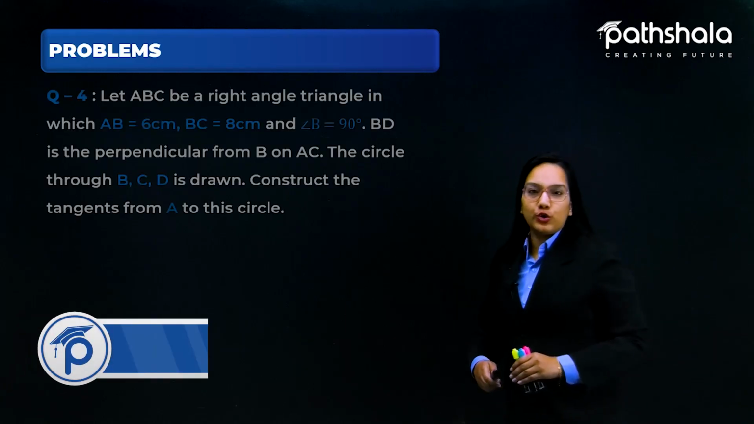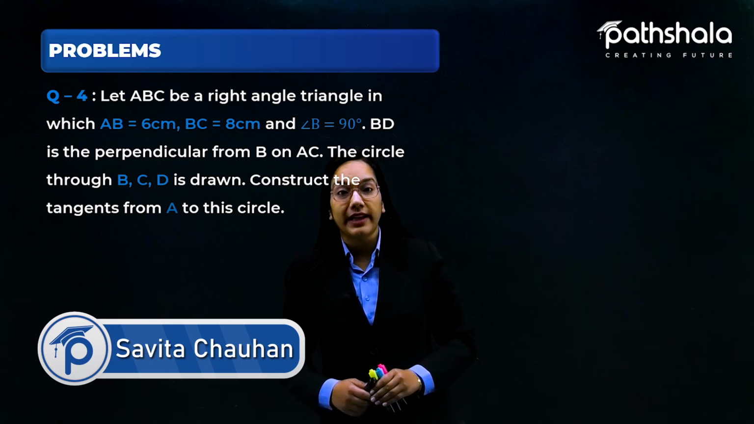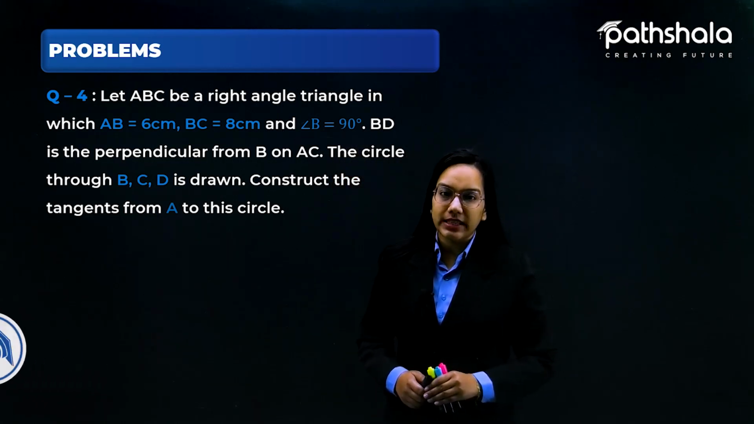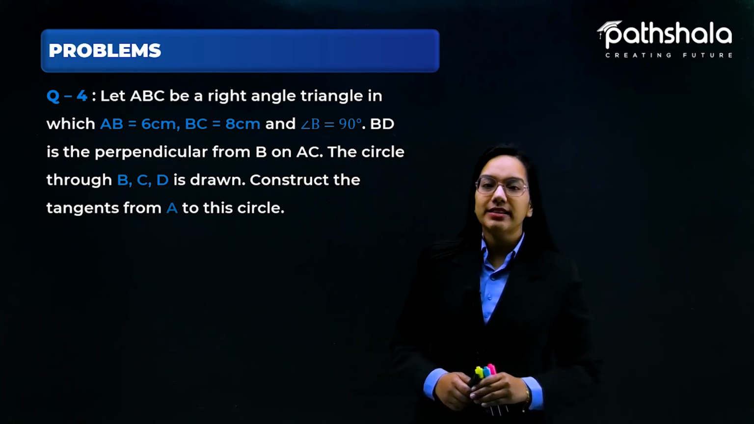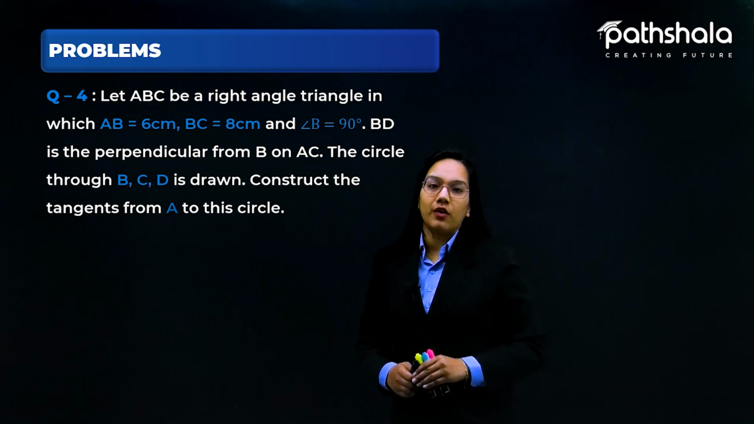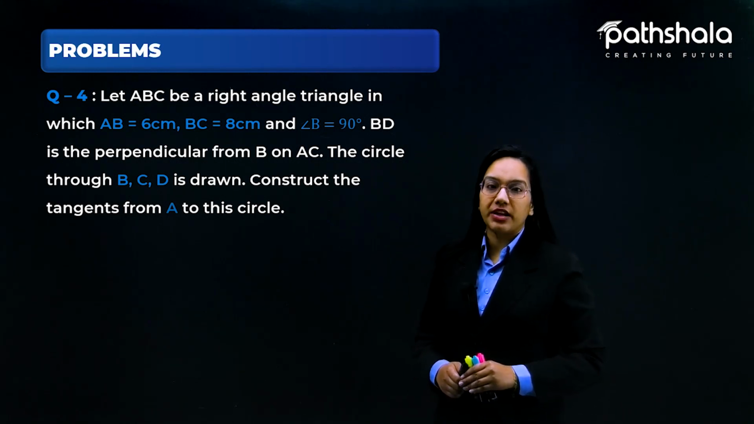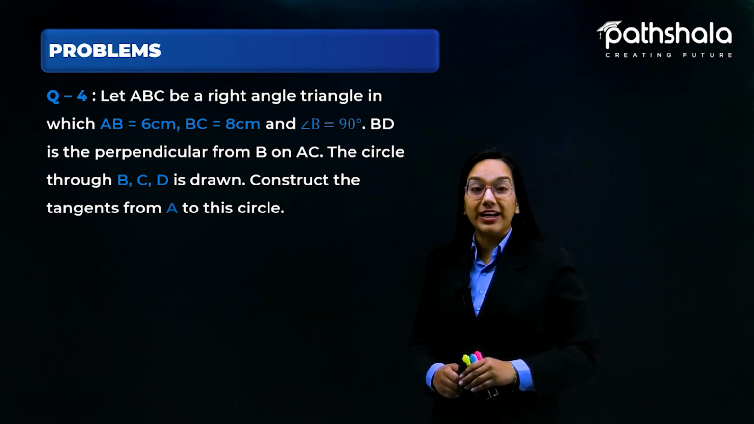Let's move on to the next question, which says: let ABC be a right angle triangle in which AB is 6 centimeter, BC is 8 centimeter, and angle B is 90 degree. BD is the perpendicular from B on AC. The circle through B, C, D is drawn. Construct the tangents from A to this circle. So we have to construct the tangent from the point A to the circle.